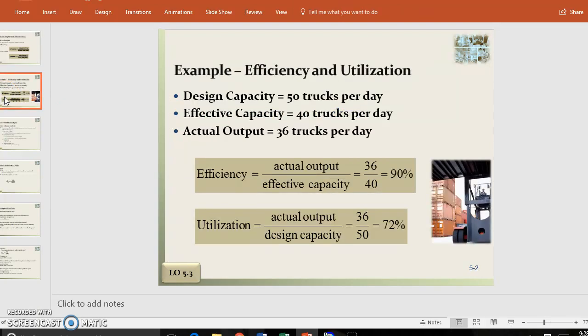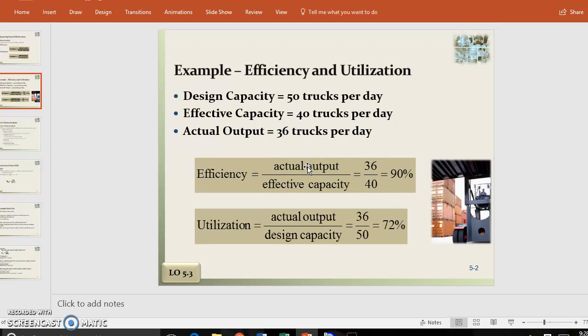When we're putting together issues of efficiency and utilization, we've got a short example, and this is pulled directly from the textbook. You'll see it in our chapter 5. But we've got 50 trucks. Again, that's what our system is designed for. Our effective capacity, again, our capacity minus maintenance, those types of activities, 40 trucks. And then our actual output is 36 trucks per day. And so we can actually identify the efficiency and utilization based on those.